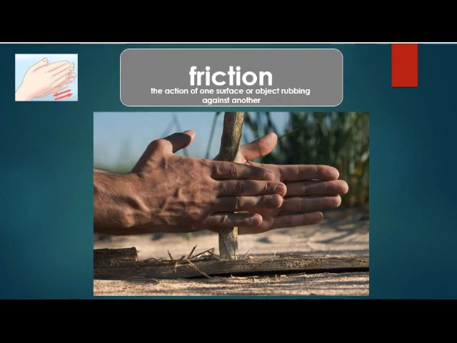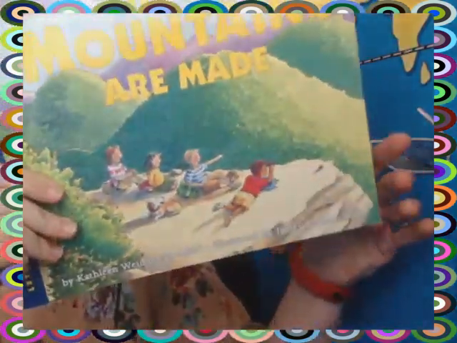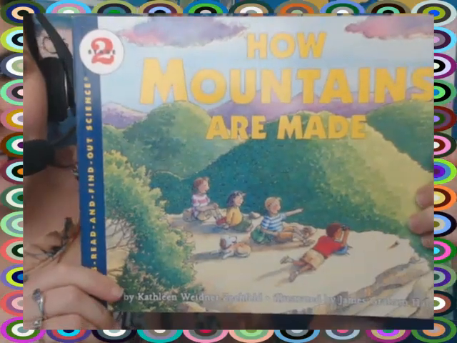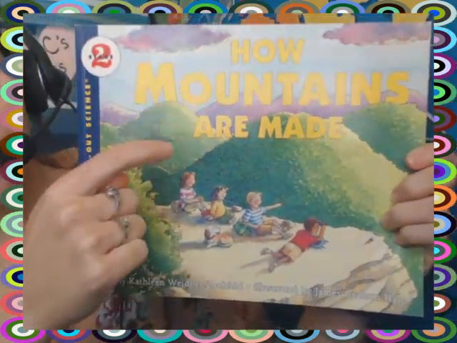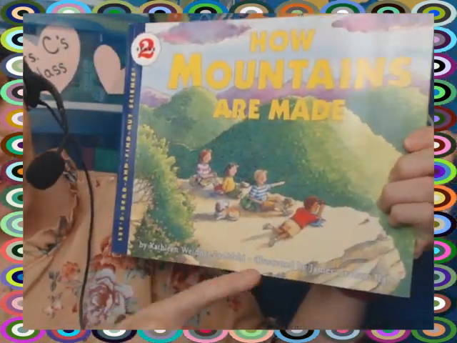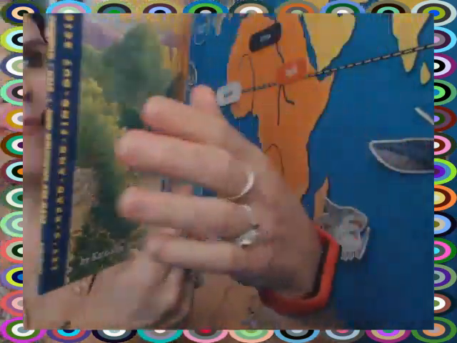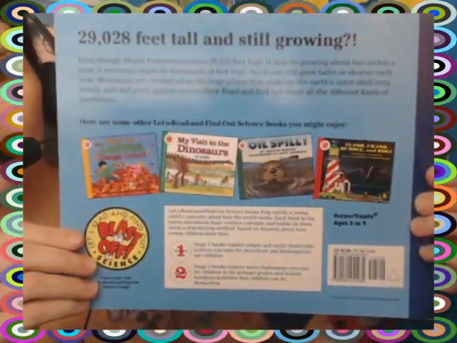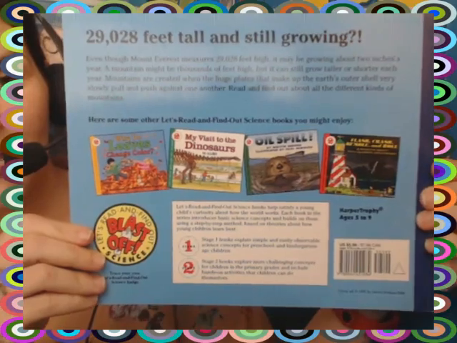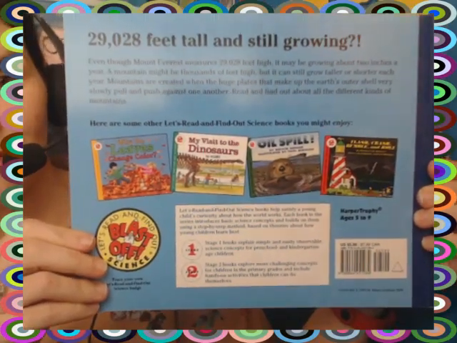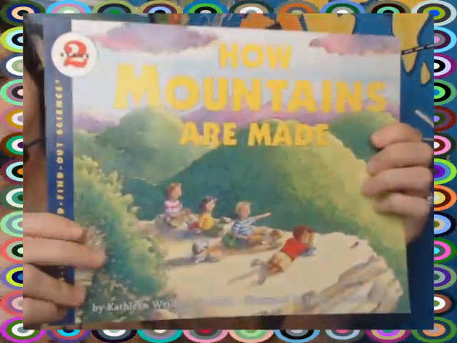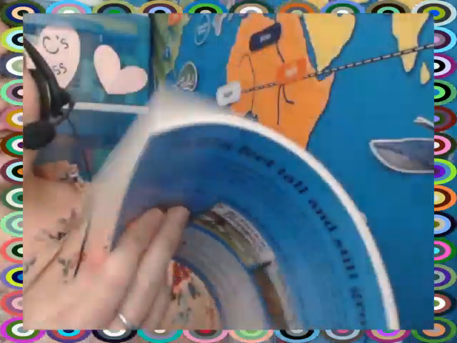All right, so those are all words that you're going to hear today while I'm reading. And now hopefully you'll understand how they work in our book a little bit better. Let's look at our front cover again. Here's our title, How Mountains Are Made. Here's our author and our illustrator. And here's our back cover. Our back cover tells a little bit about this book, and it also shows you some other science books you might be interested in as well. All right, let's begin reading our story.